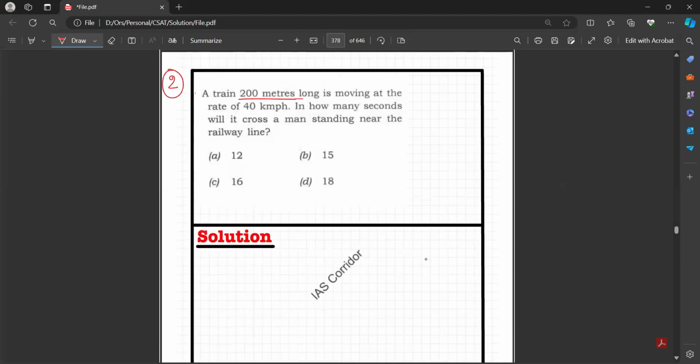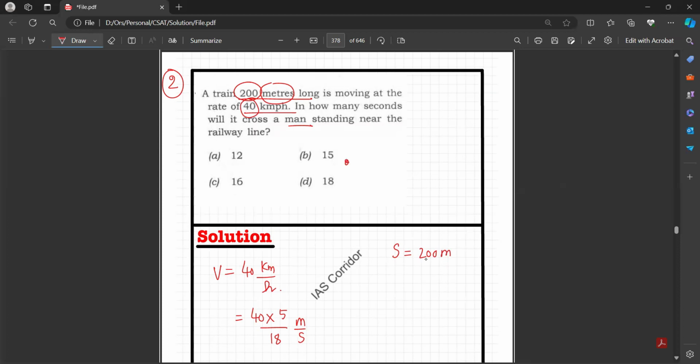A train 200 meters long is moving at the rate of 40 km per hour. Then what is the speed now? The speed is 40 km per hour. यहाँ पे meters है. So let me convert it into meter per second. So this becomes 40 into 5 by 18 meter per second. Yes or no? Now the rate is this. The distance is this. S is equal to 200 meters. Now the question is, in how many seconds will it cross a man standing near the railway line?